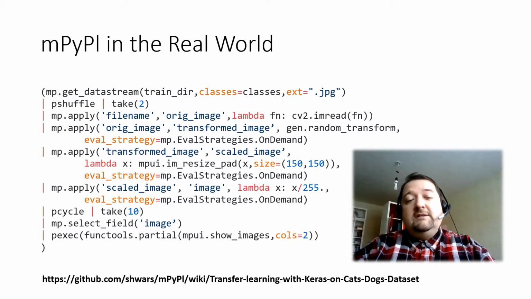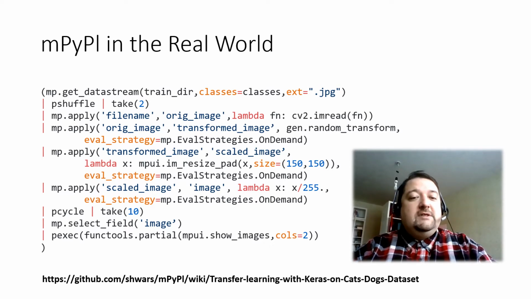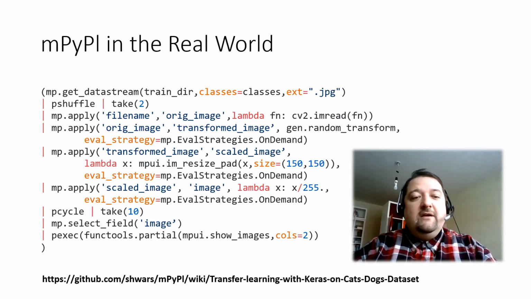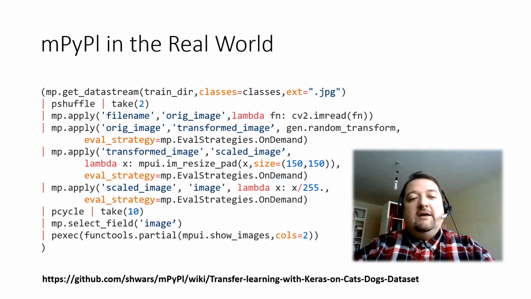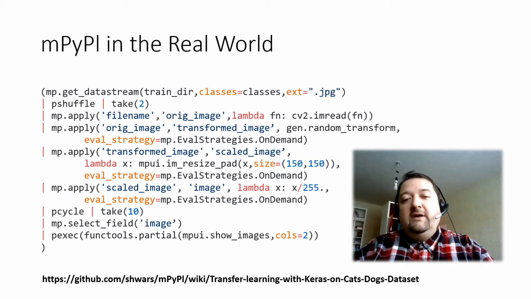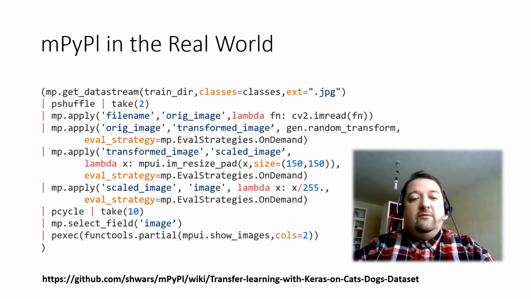And how does this look in the real world? This is an example taken from the mPyPl wiki, which shows how to do image augmentation using Keras. Here we take the images from some kind of data stream. We take only two images, but random images, because we shuffle elements first. Then we actually load images from disk, apply random transformations, take 10 different transformations of those two images and show them in the GUI.